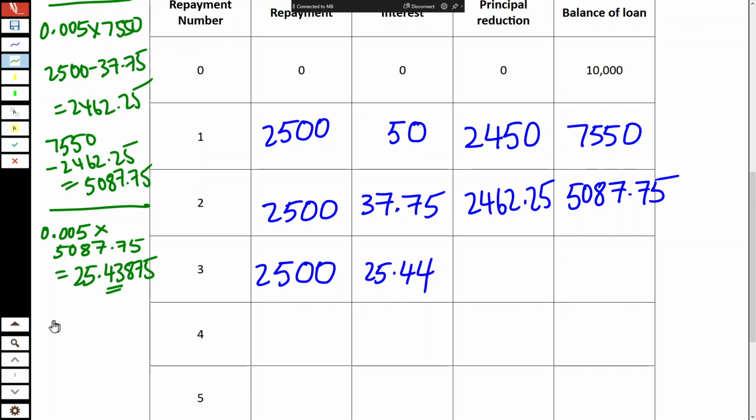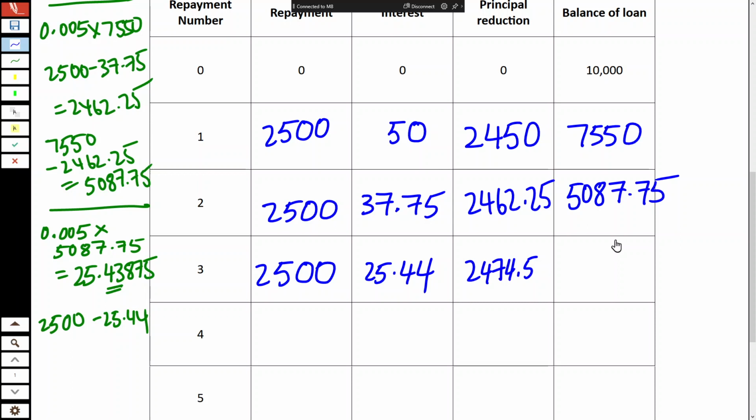Okay. We pay 2.5 grand. 25.44 did not go to reducing the balance of the principal. Come on, do that in your head. You want the number? Sure. Oh, you got it. That's it, well done. I've got a calculator here. I'm cheating. I've got a calculator.